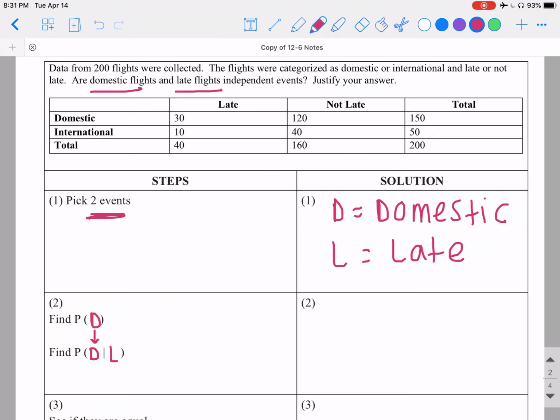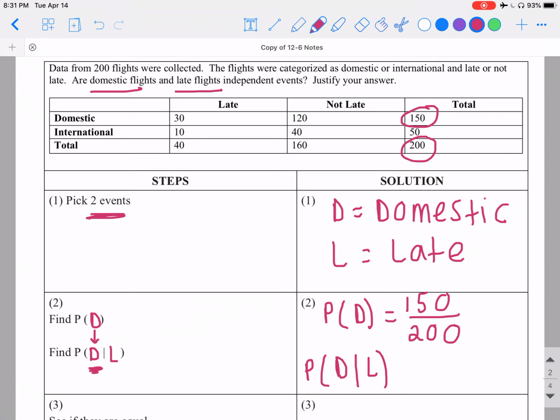Okay, so I'm always going to take this first one and put it in my first slot in that given probability. So in my solution area, I can find the probability of a domestic flight. Look across at my total, it's going to be 150 out of the total 200. And then I want to find the probability of D given L. So remember that whatever's given is always in the denominator. So my late flights are going to be in the denominator. That total is 40. And on top, I want the domestic and late flights, which is 30.